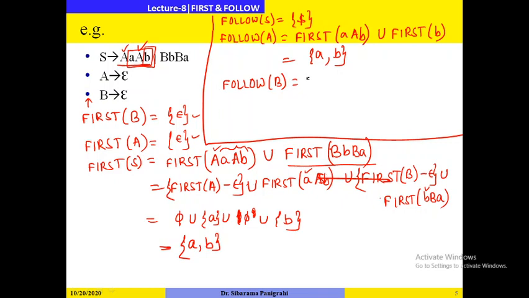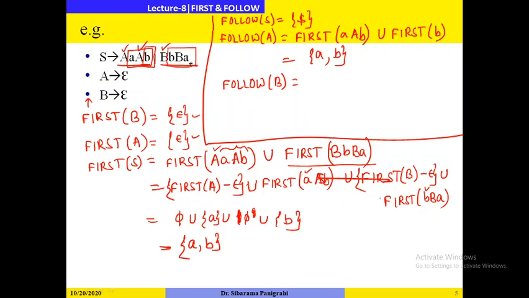Okay, all of you have computed follow of B. Now you tell me first what I have to write. So follow B means this production you have to look at. S gives B, right? So while computing follow B, what do you have to see? You have to see the B on the right hand side. So here you see, here you have a B. So what you will do?